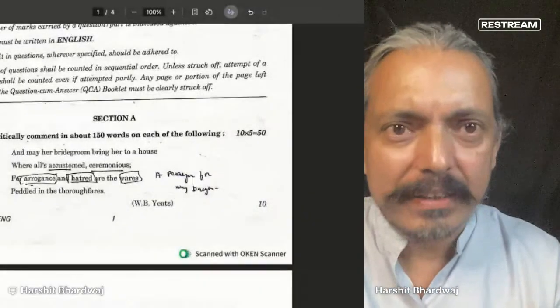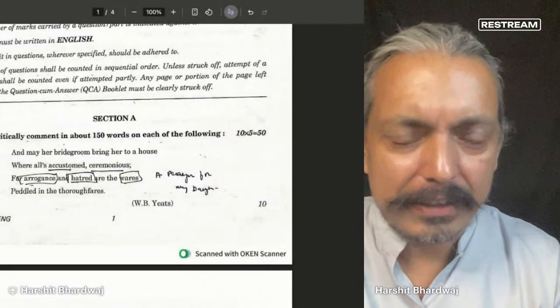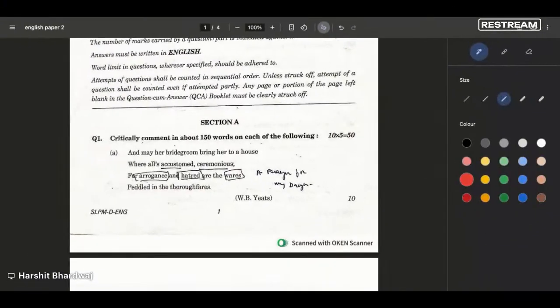I always love discussing question papers, and I'm doing it completely impromptu. I don't have notes or anything. I'll just go through this paper with you guys and see what I feel about this paper. So here we go. I hope you can all see this paper.